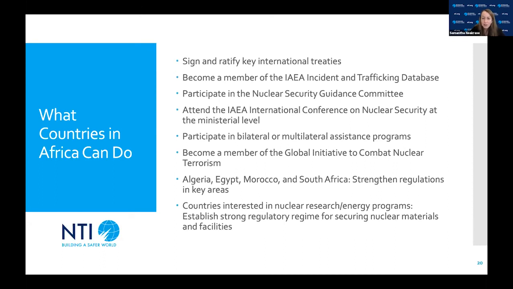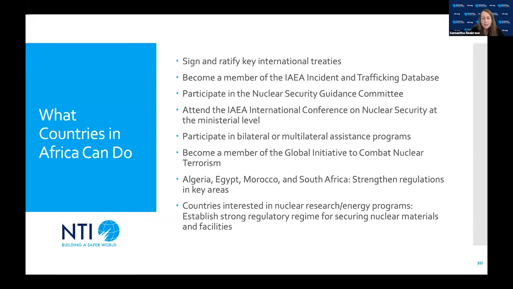Again, participate in things like assistance programs, the Global Initiative, which is a really good organization that works on capacity building workshops and exercises and matches assistance with countries. And then for Algeria and Egypt, Morocco and South Africa, which have materials and facilities, strengthening those regulations is really key. And I showed you those weak areas: insider threats, security culture, and cybersecurity.